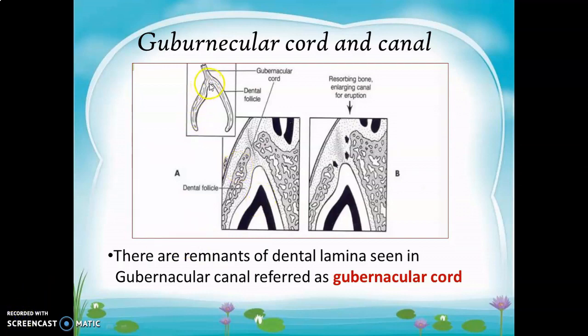Here you can see the dental follicle surrounding this permanent tooth germ is continuous with the gubernacular cord and canal, and here you can see there is no formation of bone in the area of gubernacular canal, so the bony crypt surrounding the permanent tooth germ is not continuous due to the presence of gubernacular canal. And this canal persists even after the shedding of the deciduous tooth. Later, the canal widens by resorption of bony crypt on either side of the canal, and the permanent successor tooth is guided for eruption.